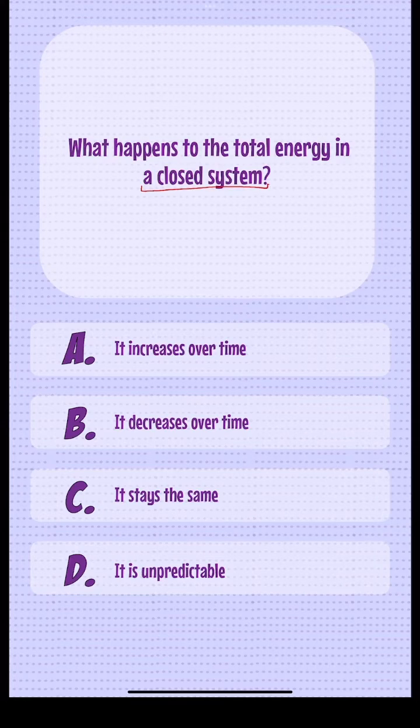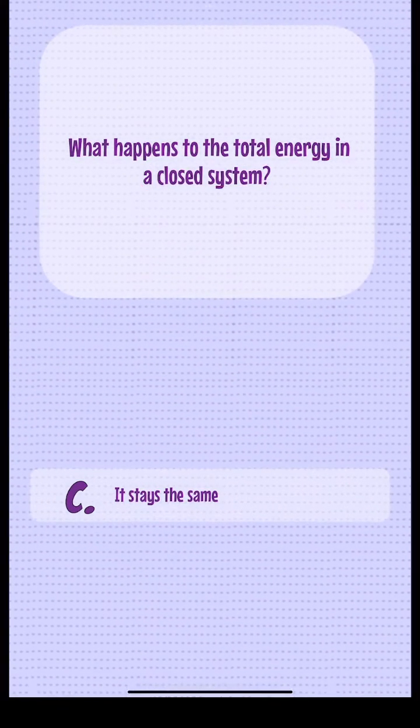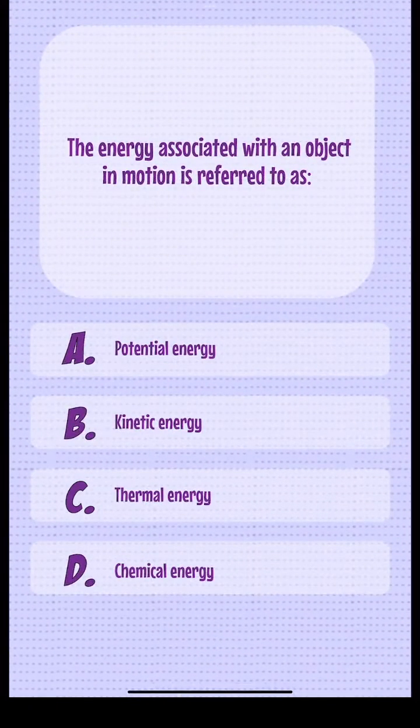We can't add any extra energy into it. We can't take extra energy out of it. And same with matter. All the matter is the same in the universe. So if you have a closed system, nothing can go in or go out. So even total energy does not go in or go out. So the answer is C. It stays the same. You can't change the energy in a closed system.